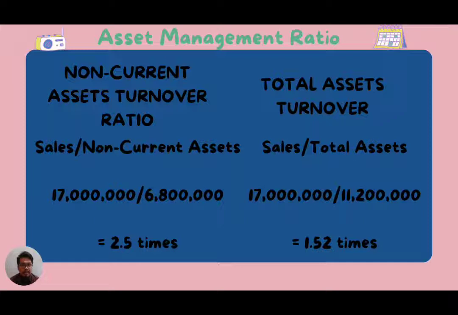Now we can talk about non-current asset turnover ratio, which we take from sales, 17 million, divided by non-current assets, which is 6,800,000, equal to 2.5 times. And lastly, total asset turnover, which we take from sales, that is 17 million, divided by total assets of 11.2 million, equal to 1.52 times.